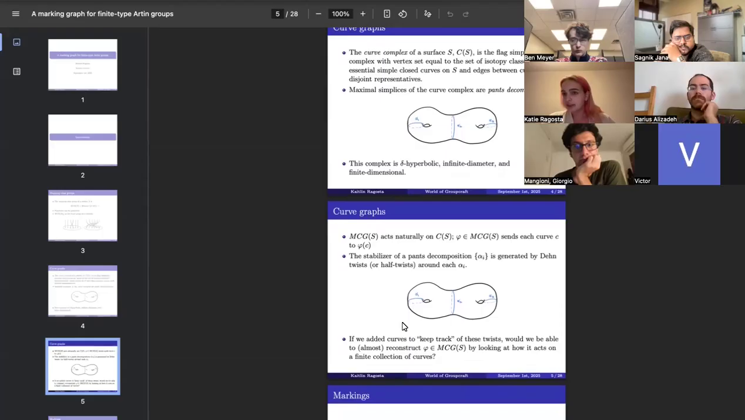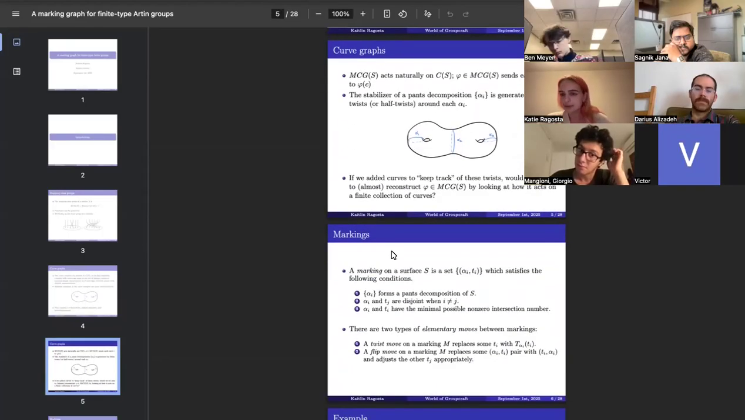So these pants decompositions have infinite stabilizers. But you could ask, maybe there are some more curves that I can add into this, which would keep track of those twists that are stabilizing pants decompositions. And if I added in some more stuff to keep track of those stabilizers, then would I be able to say yes to my question? Would I be able to reconstruct an element of the mapping class group by looking at how it acts on some finite collection of curves?